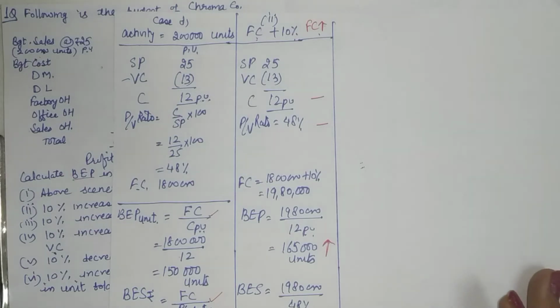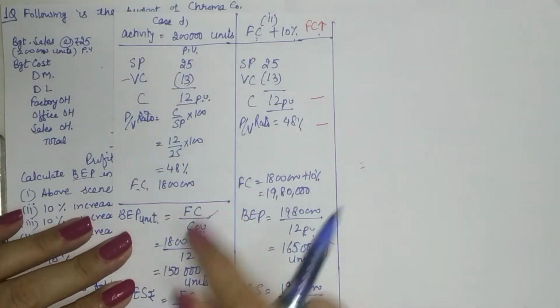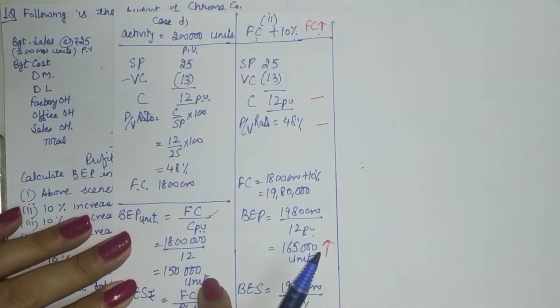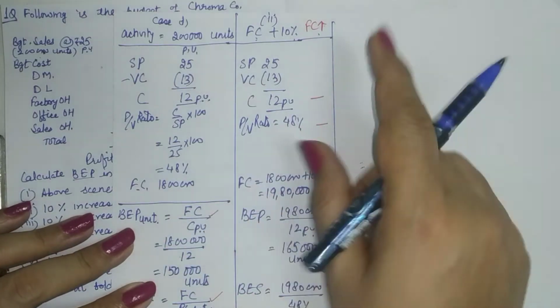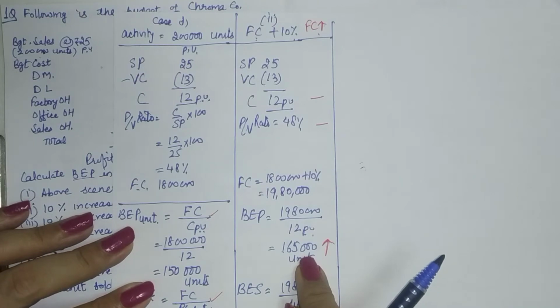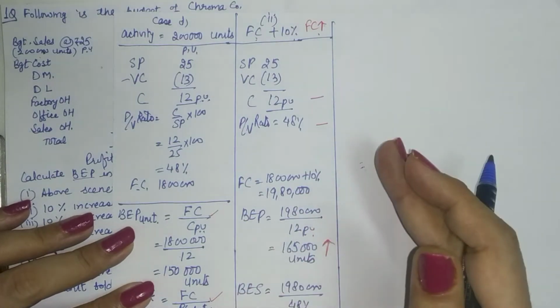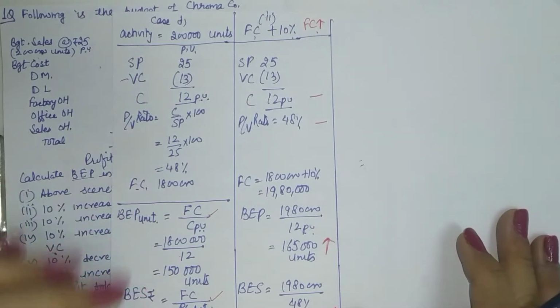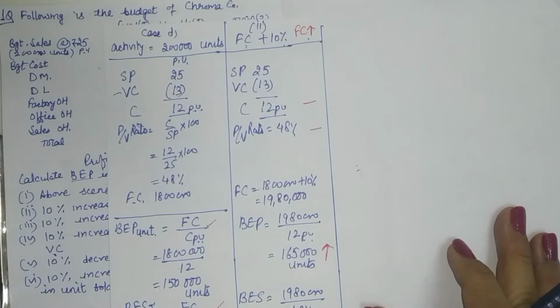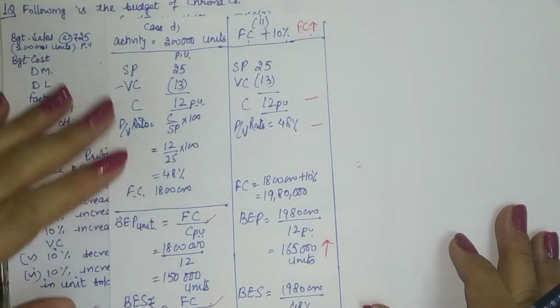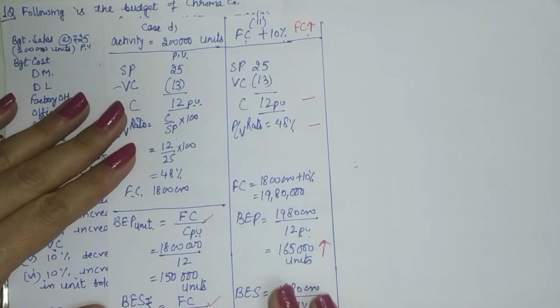In fact, in case of break-even point, if it is increasing, it is a loss or unfavorable position to the company, because earlier you were able to get profit after making a sale of 1,50,000 units. Beyond this, every unit sold is fetching you contribution, pure profit. But now you need to sell 1,65,000 units to break even. So only after this will you be getting profit. So an increase in break-even point is basically unfavorable to the company. Companies usually try to reduce the break-even point, bring it down. So if it is increasing, it is not favorable.